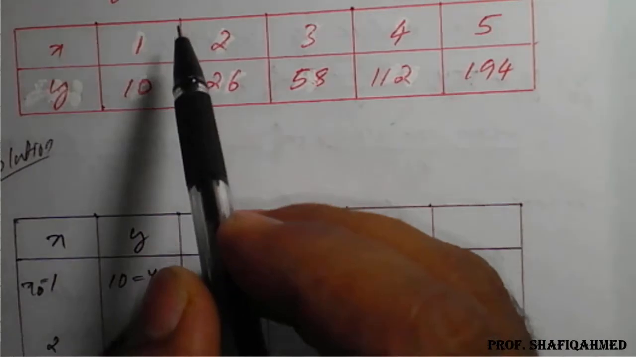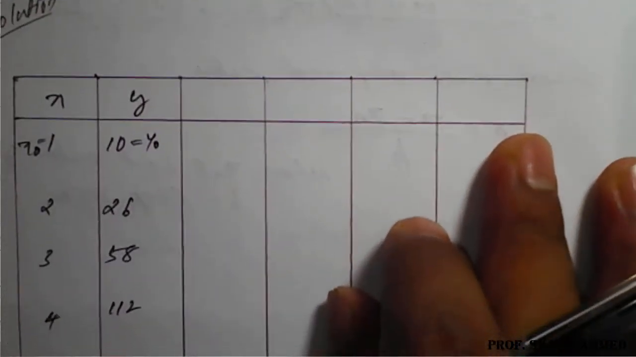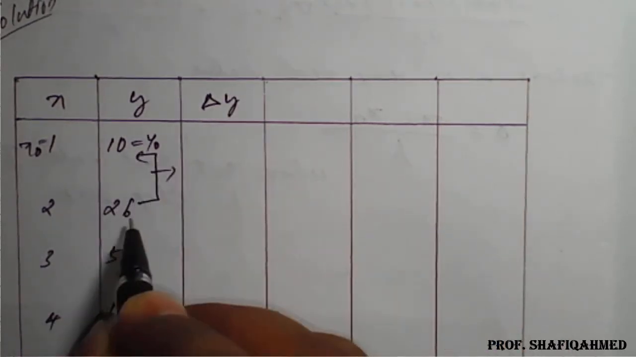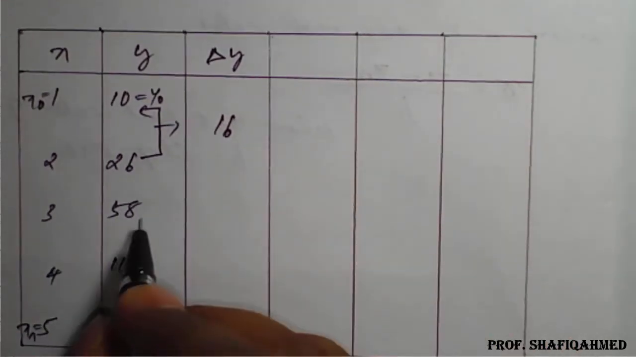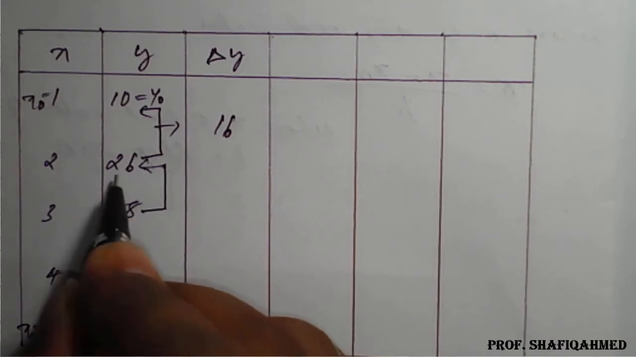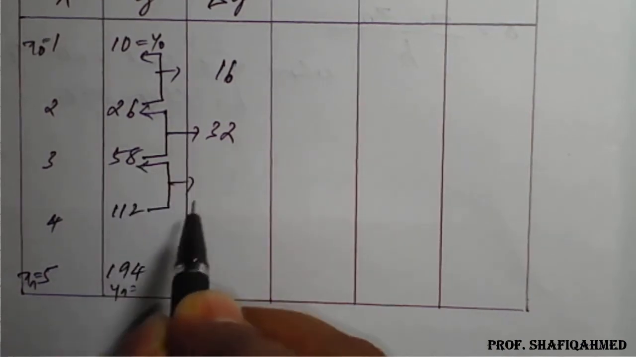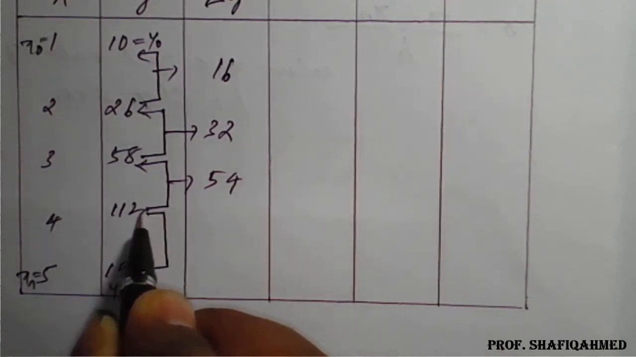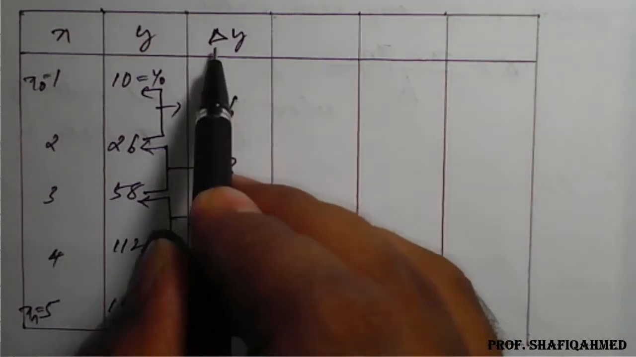As per the requirement, y of 1.4 is before the mid value 3, so I will use the symbol delta. For delta of y, we have to subtract consecutive values. 26 minus 10 is 16. Next, 58 minus 26 is 32. Next, 112 minus 58 is 54. Then 194 minus 112 is 82. So we got the first difference column, that is delta of y.